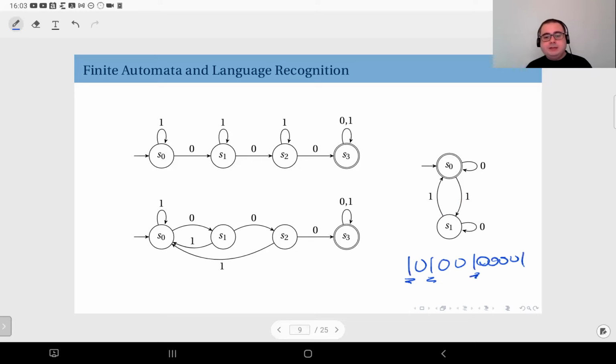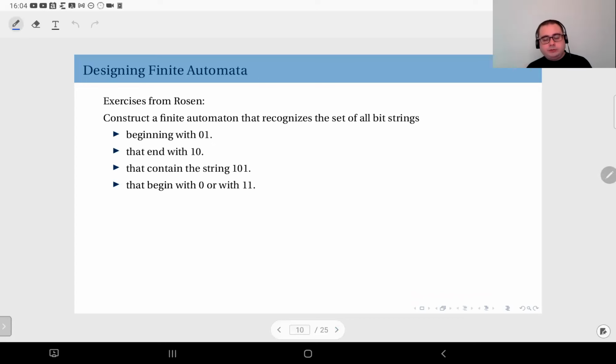Hence, this finite automaton recognizes or accepts binary strings that have an even number of ones in them, including none. For instance, 0, 0, 0, 0, 0 is going to be accepted, or the empty string by itself is also going to be accepted, because you are just going to end up in the state S0, the initial state. Now, this is how you can actually come up with the set of strings that a given finite automaton recognizes. How about the other way around? If we are given the set of strings to be accepted, how do we design the finite automata to recognize those sets? Here are some examples or exercises from Rosen.